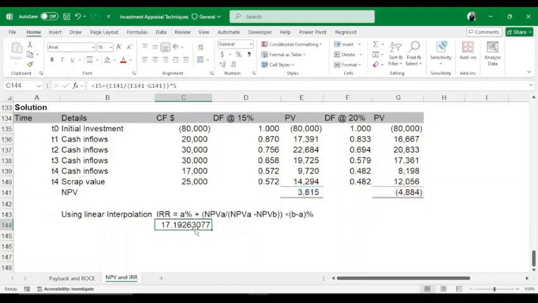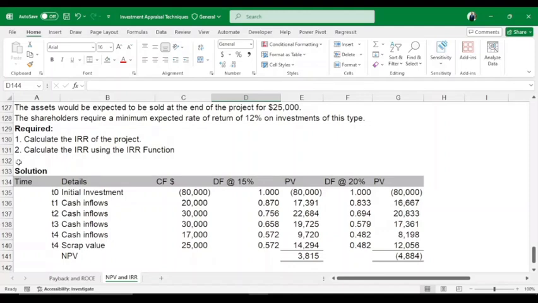And this is giving me 17.192. And since this is an estimation, we usually reduce the decimal places to only one decimal place. So this is 17.2%. So let me convert it to a number again. So that is 17.19%. All right, that is our IRR. I hope you get it. So this is using the linear interpolation method.